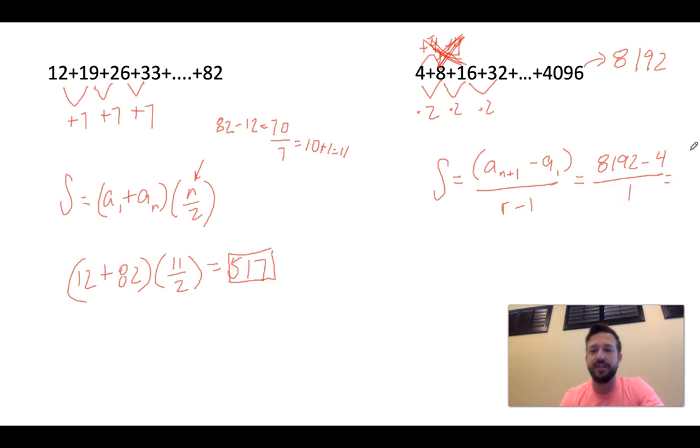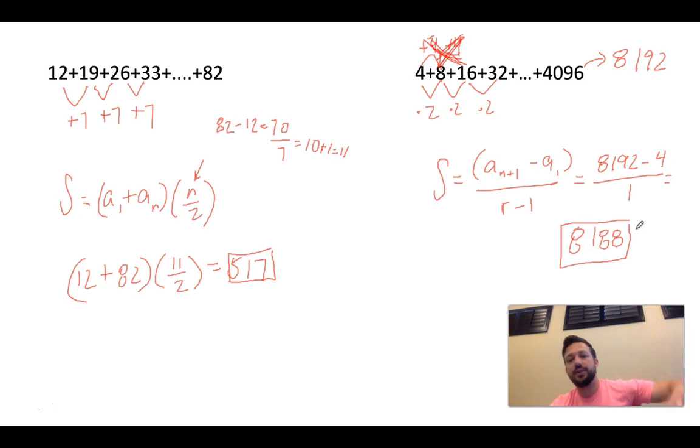And that would give us 8,192 minus 4, and then divided by 1, which doesn't change anything. A summation of 8,188. There we go. That's how you do it. And go forth and prosper.